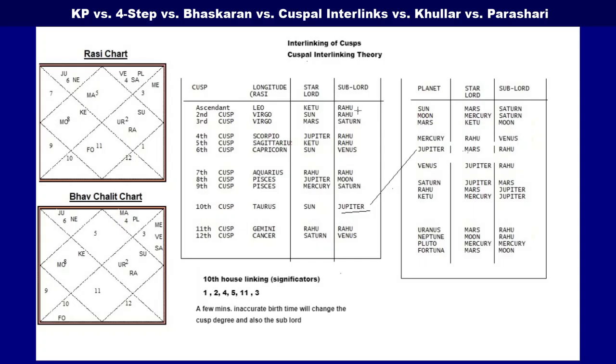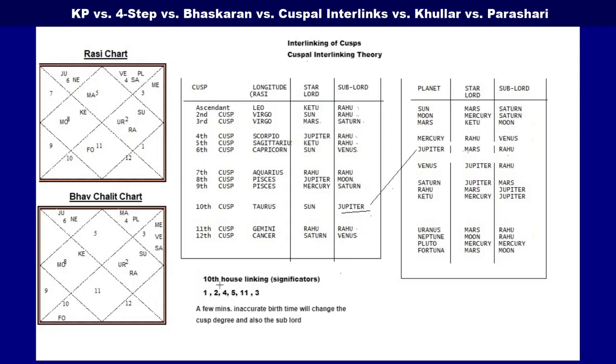So first cusp, no Mars, no Mars, no Mars, no Mars. So you see that Mars is not there as a sublord. Mars only appears as the star lord for the third cusp. Now if you look at Rahu, which is the sublord of Jupiter, and look at the sublord in the cusp table, you find Rahu, Rahu, Rahu, Rahu, and Rahu over here.